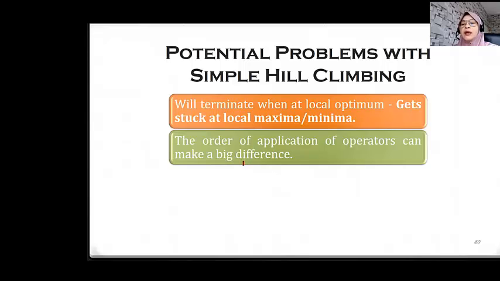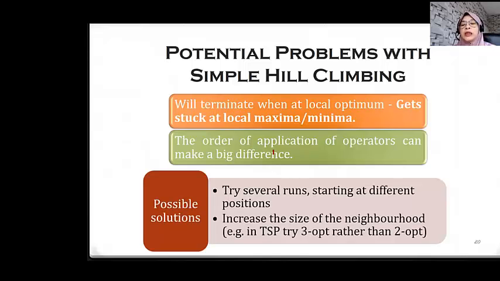If you are lucky, you search at a good area, then you may find a better local optimum. If you are unlucky, you start with a bad area, a bad solution space, and you might end up with a bad local optimum. So possible solutions: try several runs starting at different positions, or increase the size of the neighborhood. For example, in the traveling salesman problem, you can try 3-opt rather than just 2-opt, or you can use multi-neighborhood operators.